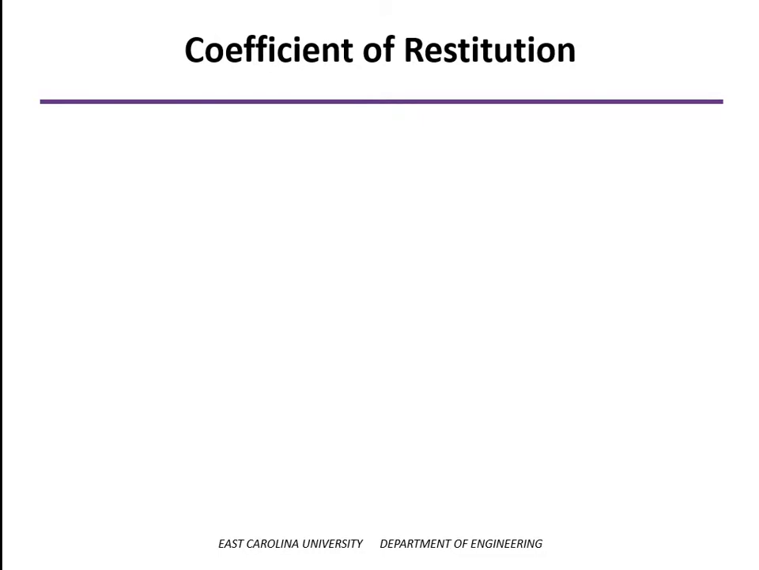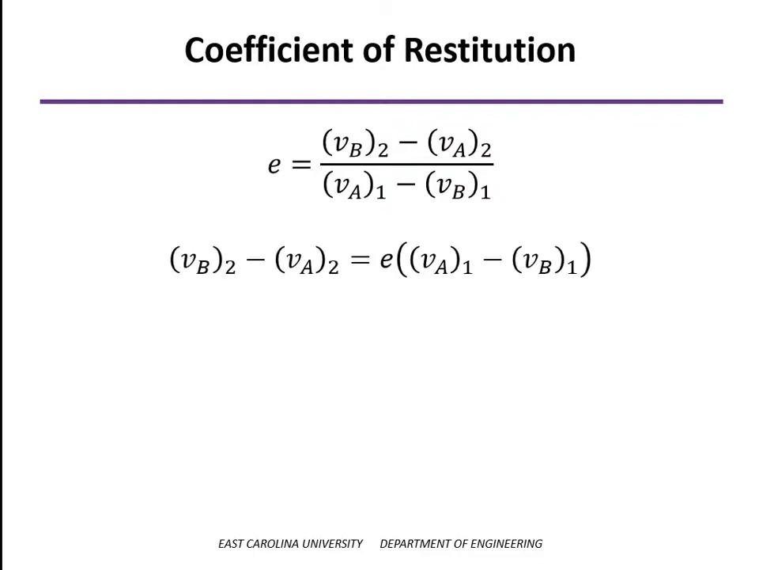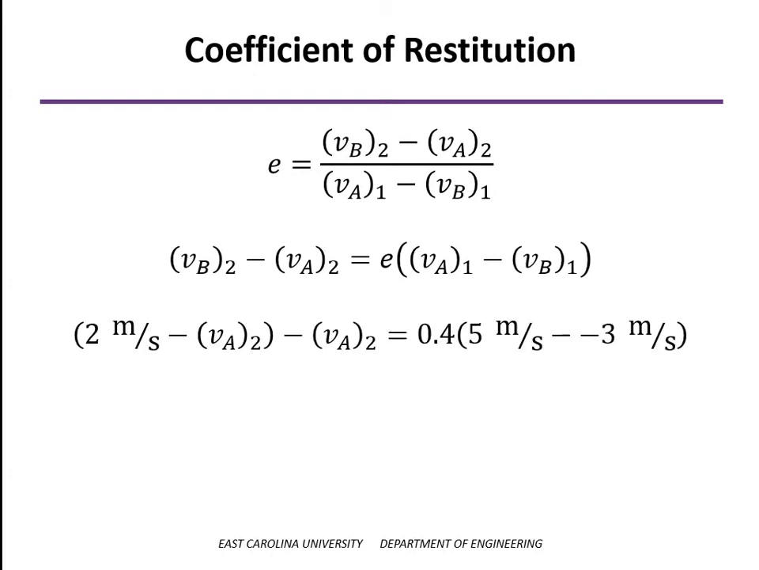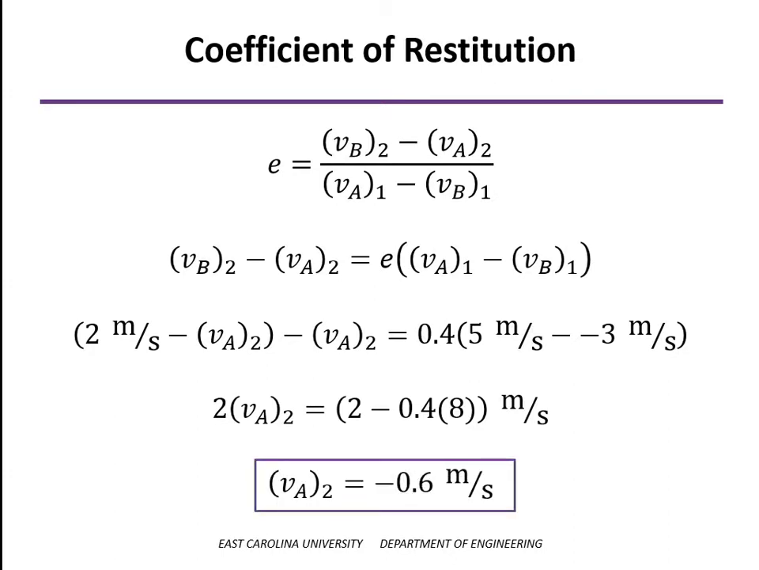It's two unknowns, so we need one other piece of information. And that piece of information is contained within the coefficient of restitution. The definition of the coefficient of restitution is shown here. And so we can rearrange that equation a little bit and put in both the known values and the expression for the final velocity of B that we came up with on the previous slide. And we can solve this for the final velocity of block A, and that turns out to be negative 0.6. So as the simulation showed, after the collision, block A moves back to the left at a relatively low velocity.